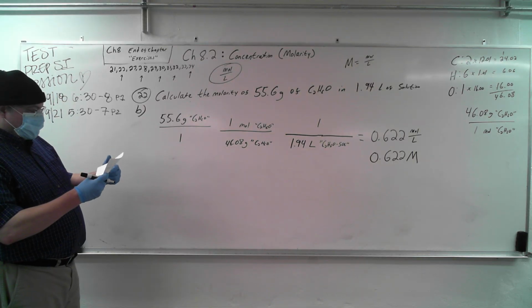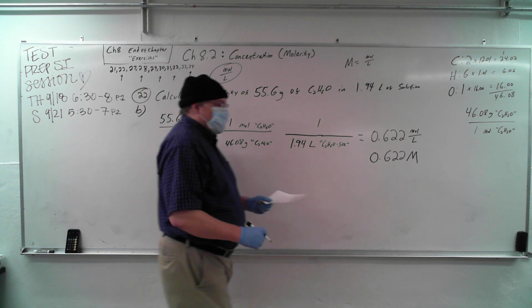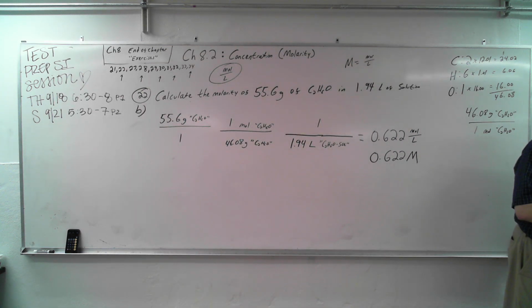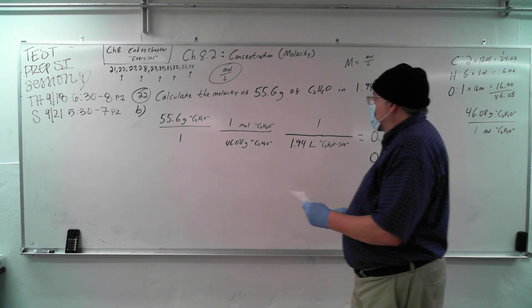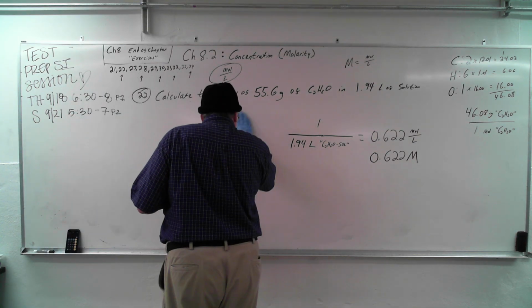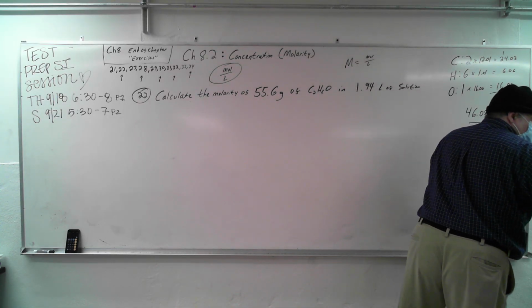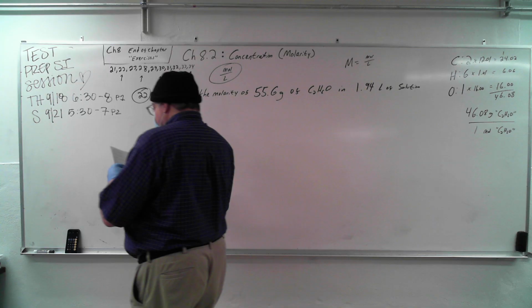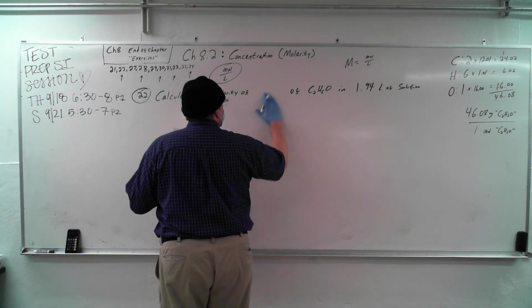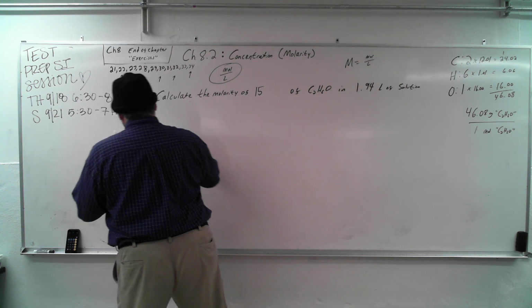All right, what are we doing? Okay, this one only has a small twist. You can sometimes, instead of being given grams, be given milligrams. And sometimes instead of liters, it's milliliters. So this is C. This is 22C.